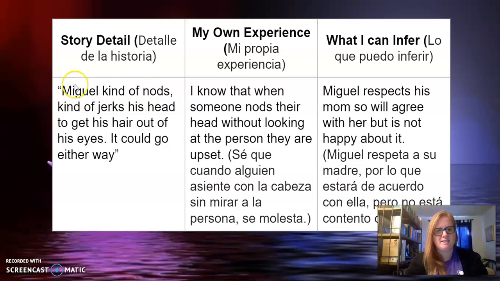I would write the story detail: Miguel kind of nods, kind of jerks his head to get the hair out of his eyes. It could go either way. My own experience: I know that when someone nods their head without looking at the person, they might be upset.